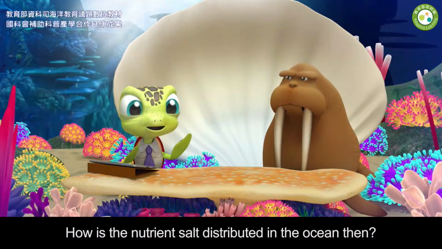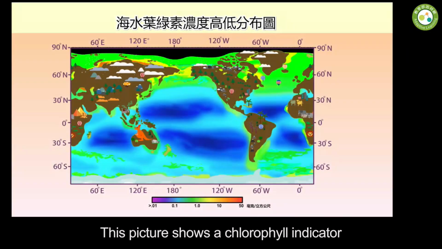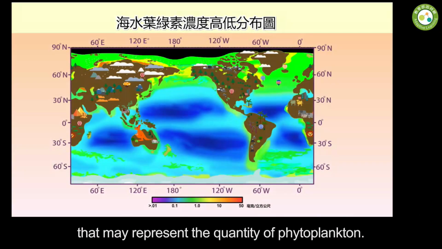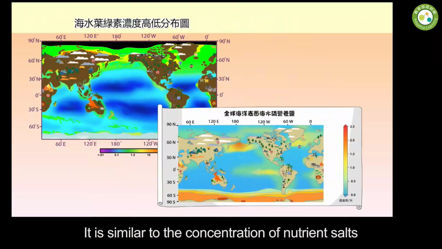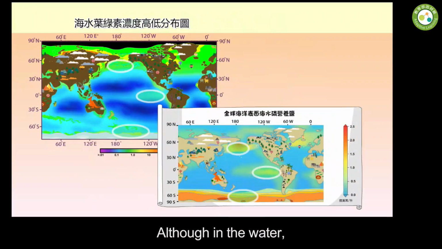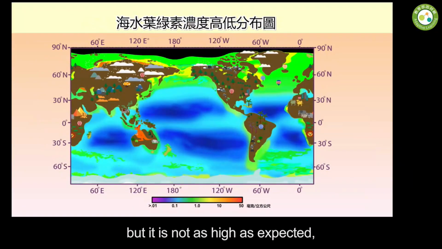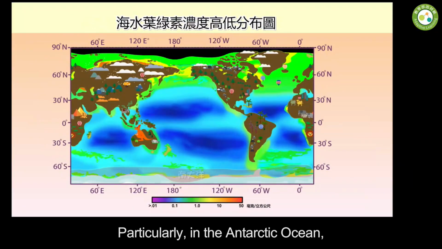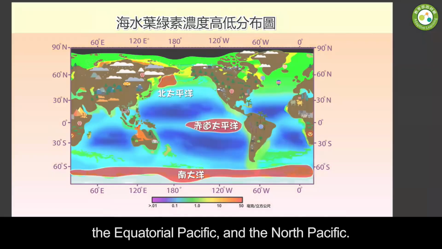How is the nutrient salt distributed in the ocean then? This picture shows a chlorophyll indicator that may represent the quantity of phytoplankton. It indicates the concentration of chlorophyll in the sea globally. It is similar to the concentration of nutrient salts in the sea all over the globe. Although in the water, there is higher nutrient salt, also higher chlorophyll concentration, but it is not as high as expected, particularly in the Antarctic Ocean, the equatorial Pacific, and the North Pacific.